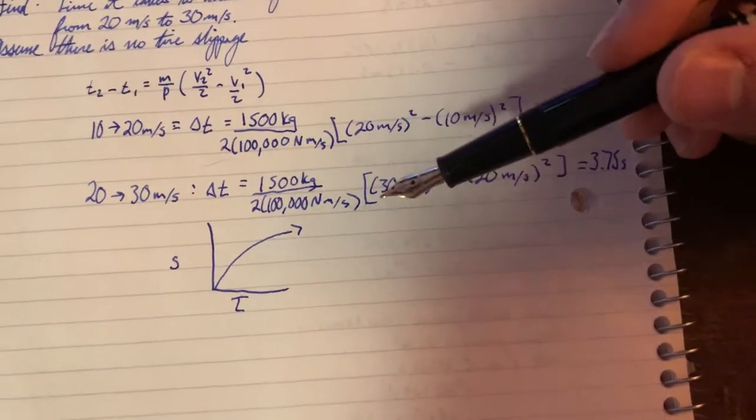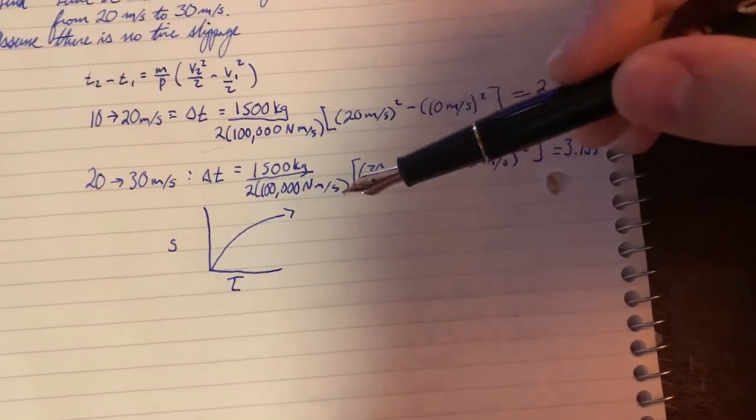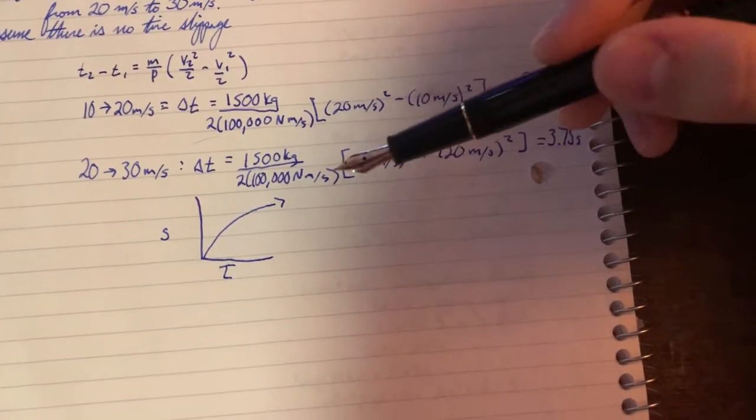So I hope this helps. We just went over a quick example of power and efficiency in energetics of translating bodies.